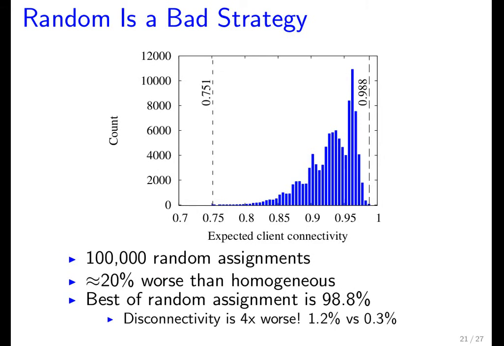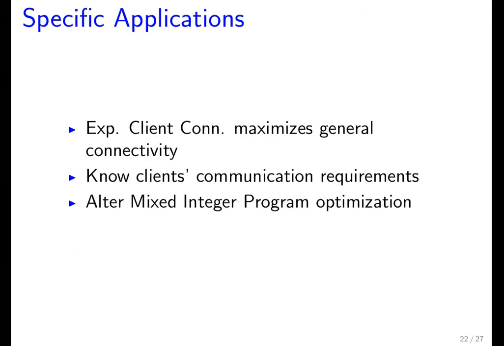And we looked at this further. We looked at 100,000 random assignments of the 3 variants to that network. Roughly 20% fall in this category of being worse than the homogeneous case. And even if you take the best of all these random assignments, you get 98.8%, which is not optimal. In terms of the disconnectivity, it's 4 times worse. So there's a lot to be gained through applying this theory and finding that optimal solution.